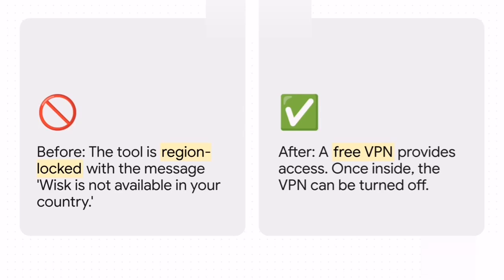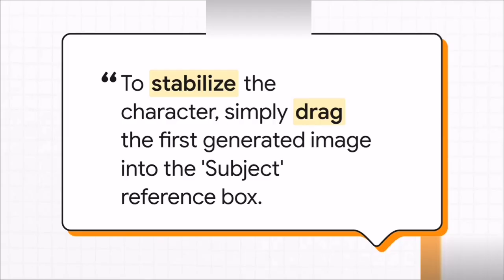All you have to do is install a free VPN extension for your browser, like Chrome, set your location to a place where it works, like the United States, and boom, you're in. And the best part? Once you've accessed the tool, you can even turn the VPN off and just keep on working. This one technique solves one of the biggest headaches in AI video right now, character consistency.